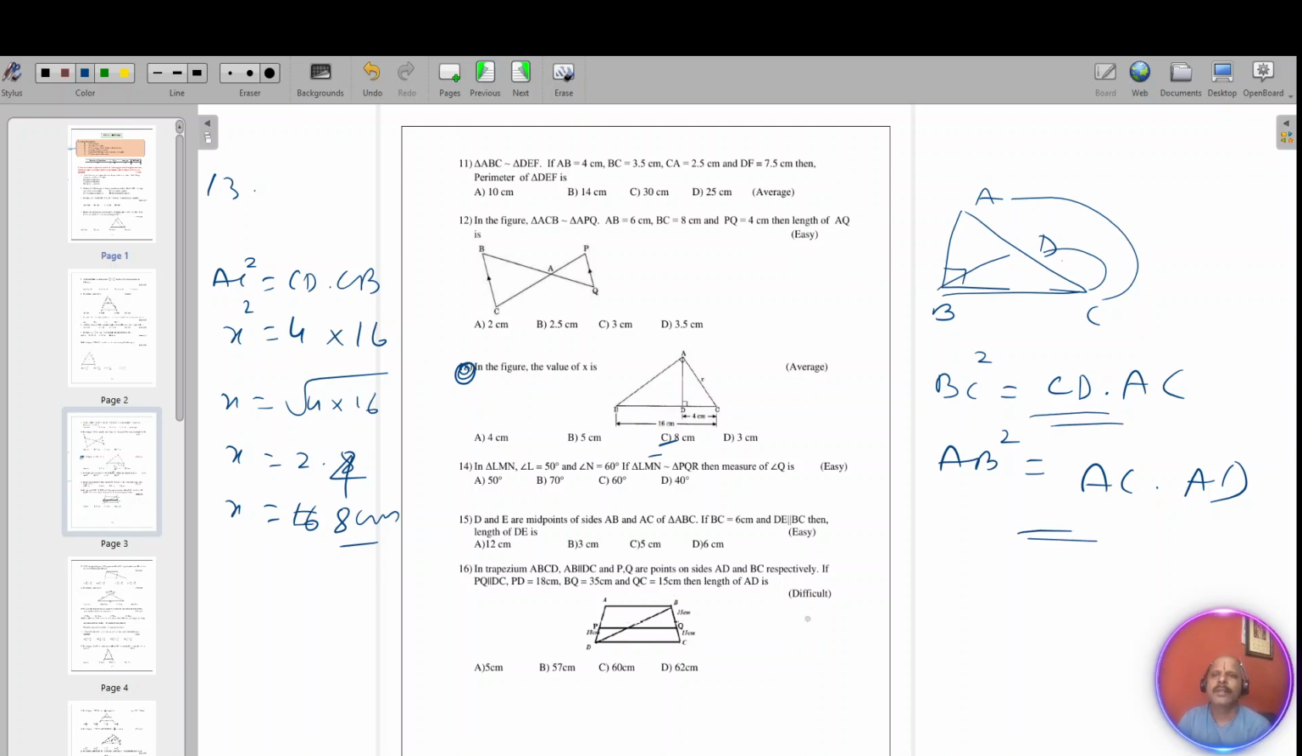Please make a note. There is one more rule. Height, altitude: BD square is equal to AD into DC. These can be asked in 1 mark questions. No need to prove them. You have to take them as theorems.